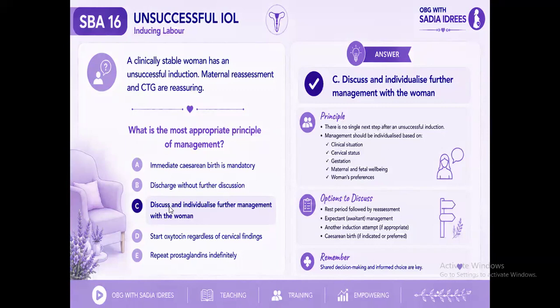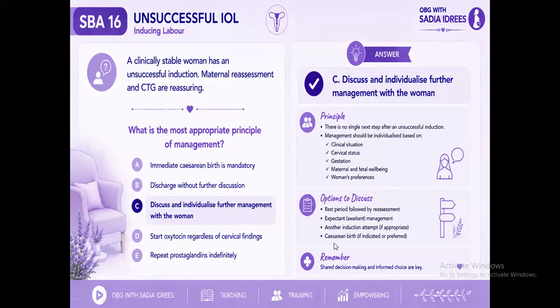C. The correct answer is discuss and individualize further management with the woman. NICE uses the term unsuccessful induction when labor does not start after one cycle of treatment. And what happens next? First, reassess the woman and the pregnancy, then discuss further management. Depending on the clinical situation and the woman's preference, options may include a rest period. It may include expectant management. It may include another induction attempt. It may include a cesarean birth.